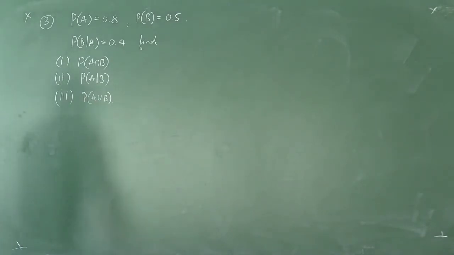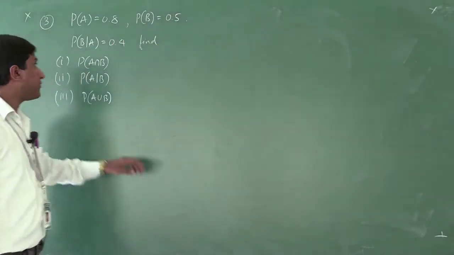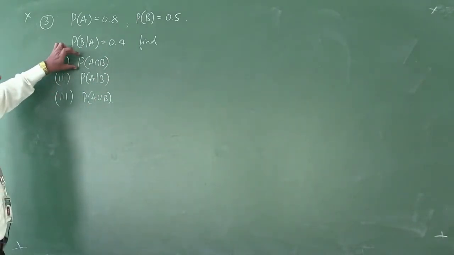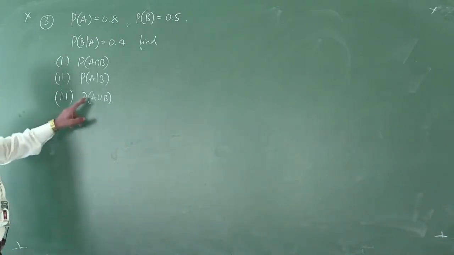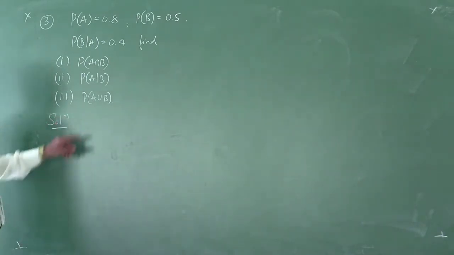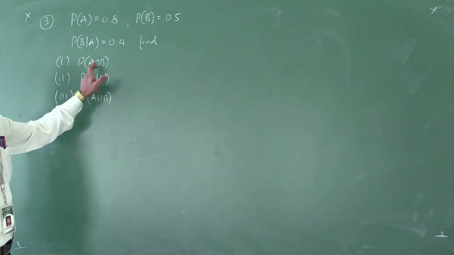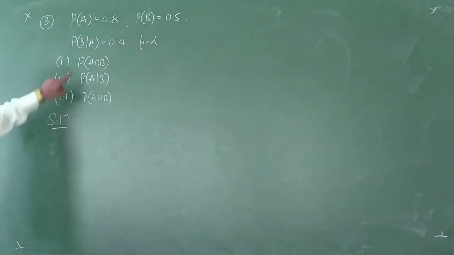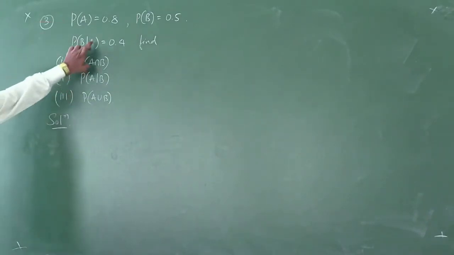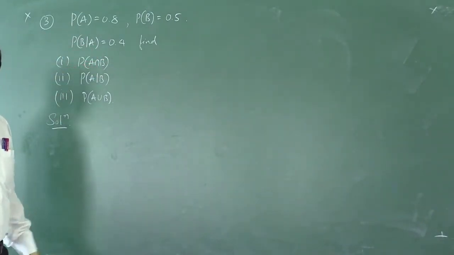Okay, so it is given that P of A value is 0.8, P of B value is 0.5, and P of B bar A value is given to be 0.4. We need to find P of A intersection B, P of A bar B, as well as P of A union B. For the first one, P of A intersection B, how might we find its value? Look at what is given. P of B bar A value is given. P of A value is given. So we can use the formula of P of B bar A to find P of A intersection B.